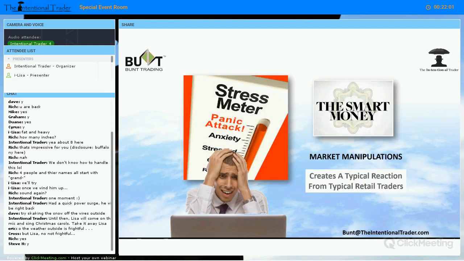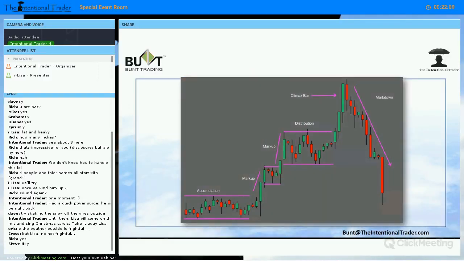And this is exactly why they do these market manipulations. Okay? So we can see these market manipulations. If you look at any chart, you're going to see some sort of pattern like this. And I don't care what chart, I don't care what time frame, you will see this pattern repeated over and over and over again. Okay?